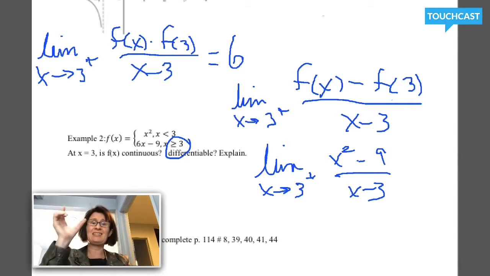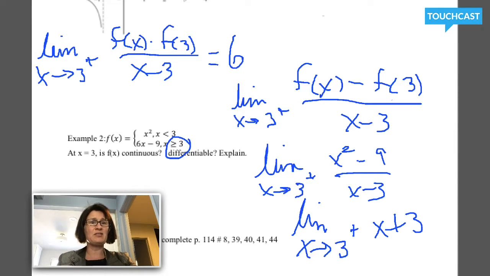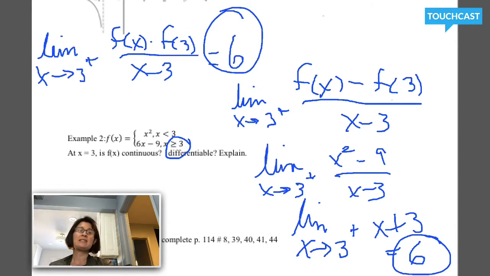x squared minus 9 is x plus 3 times x minus 3. The x minus 3's are going to cancel, and I'm going to get the limit as x approaches 3 from the left of x plus 3. Check this out. No more divide by 0 problem. Replace x with 3: 3 plus 3. The derivative of f as I approach 3 from the left is 6. So my derivative from the left and my derivative from the right are both 6. The one-sided derivatives match. The function is continuous, so I conclude that yes, f is both continuous and differentiable at x equals 3.